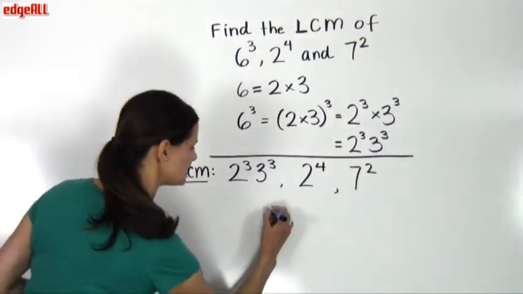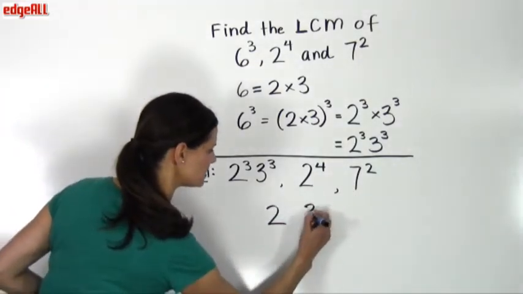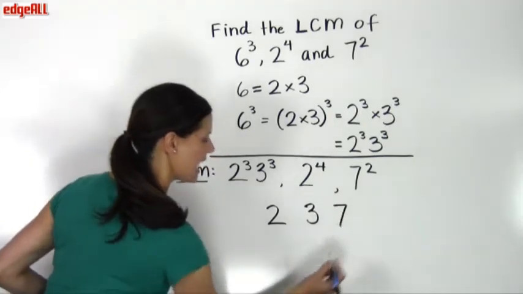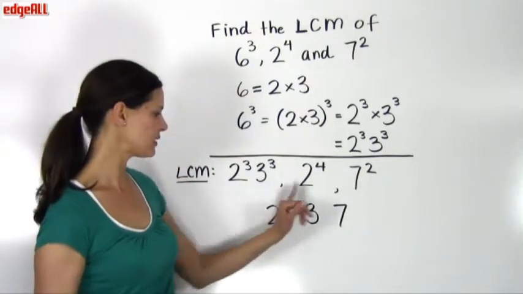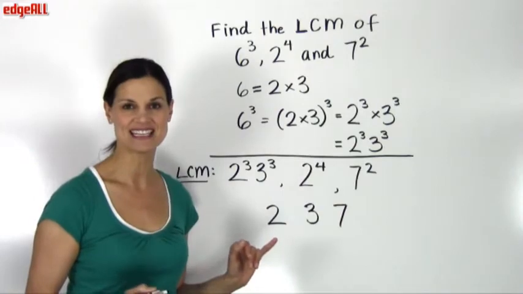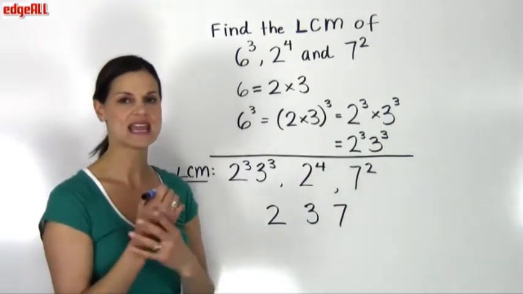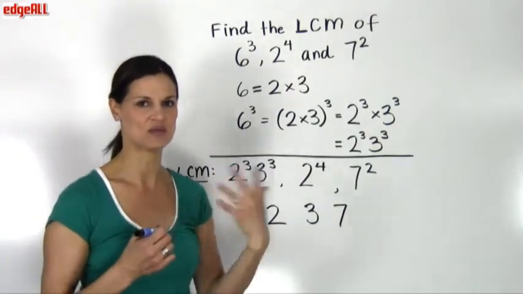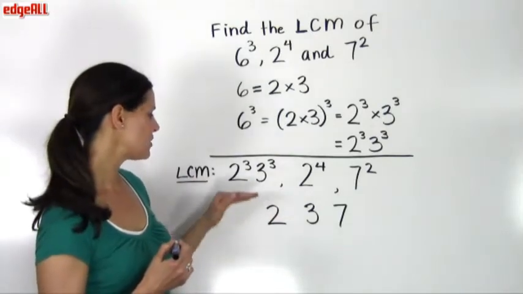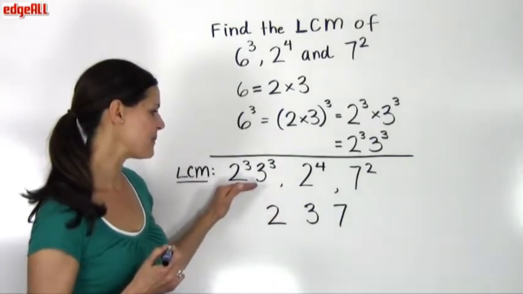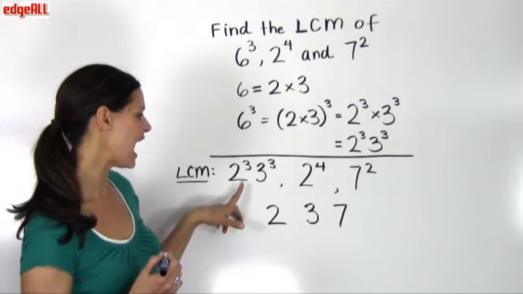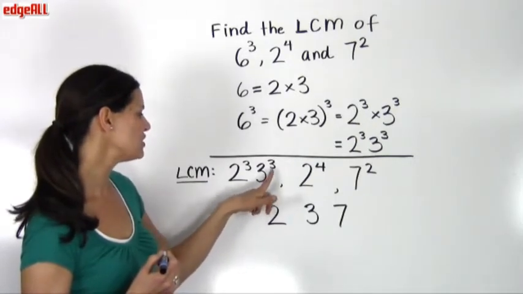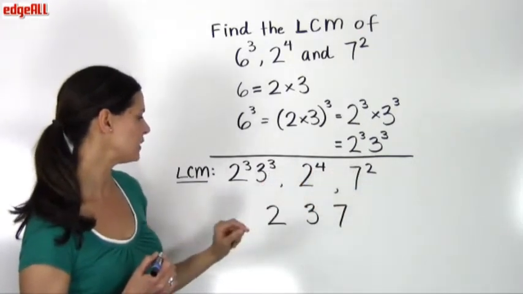So first I'm going to begin by writing my 2, my 3, and my 7. Those are my 3 prime numbers. Now I need to decide which power each of those prime numbers will be given. So I go back and I pick the prime number with the highest power used in any of the numbers.